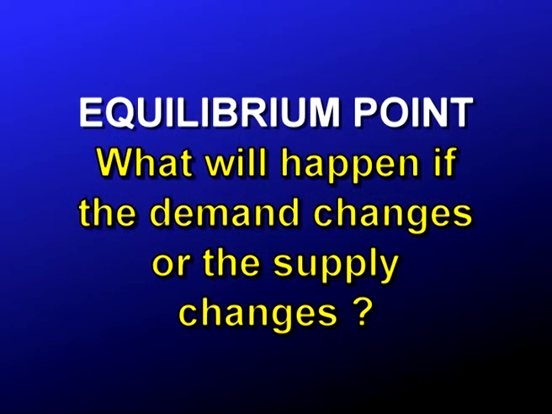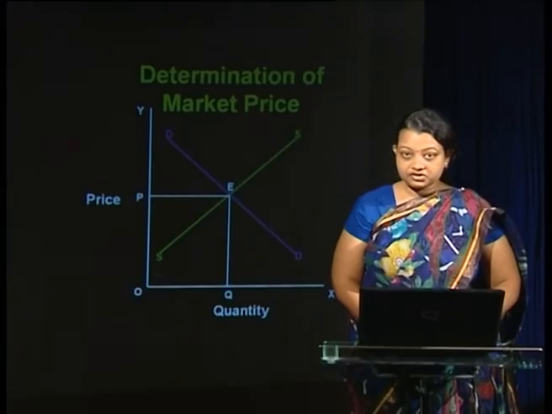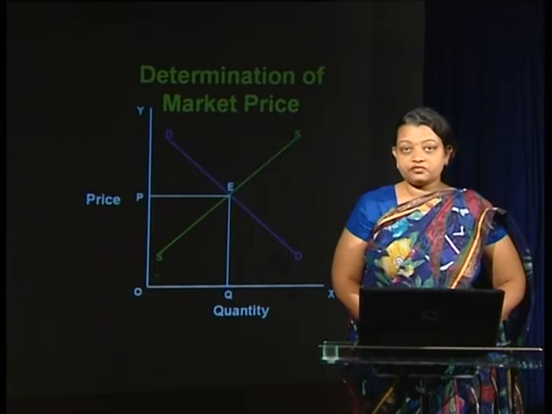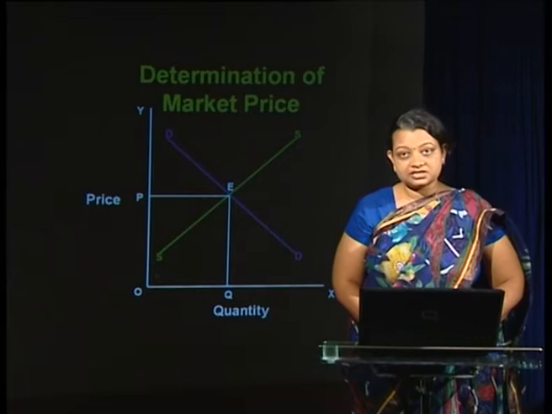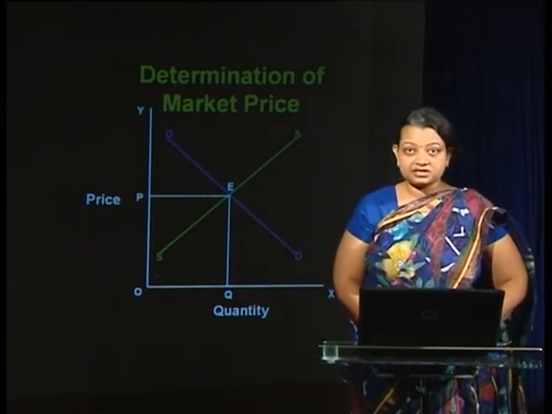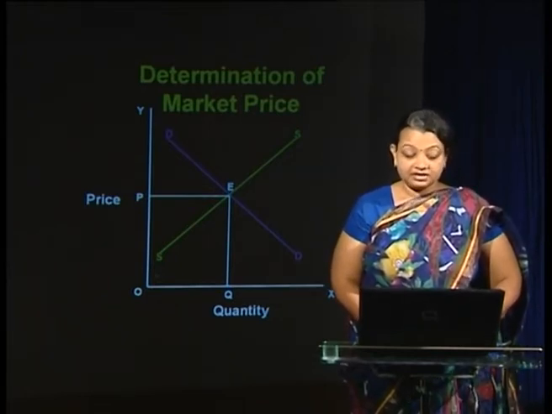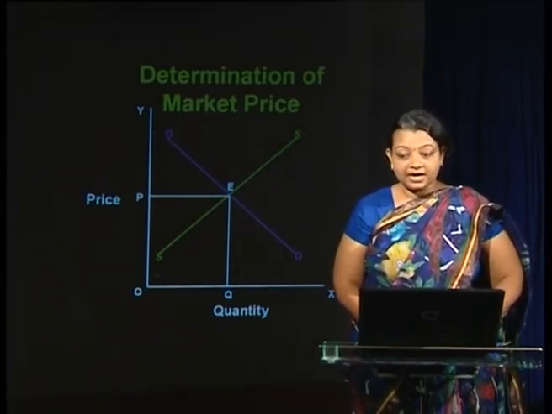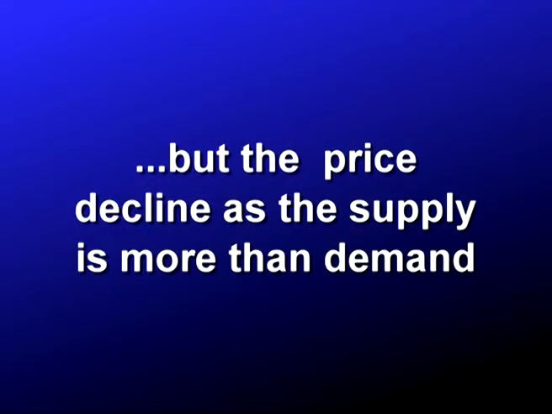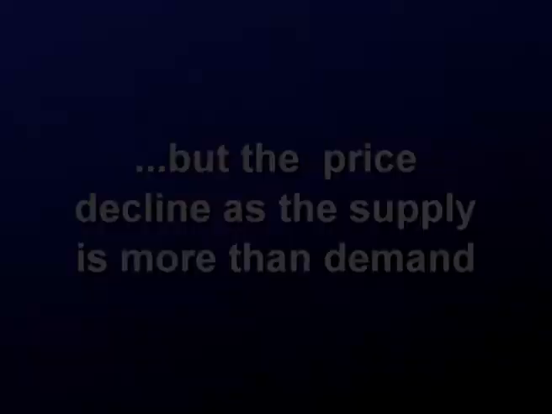When we talk about equilibrium point, a question may arise in your mind: what will happen if demand changes or supply changes? When demand changes, the equilibrium point will also change. If demand increases, the quantity demanded will increase as well as the price. In the same way, if supply increases, the quantity supplied will increase but the price will decline as the supply is more than demand.